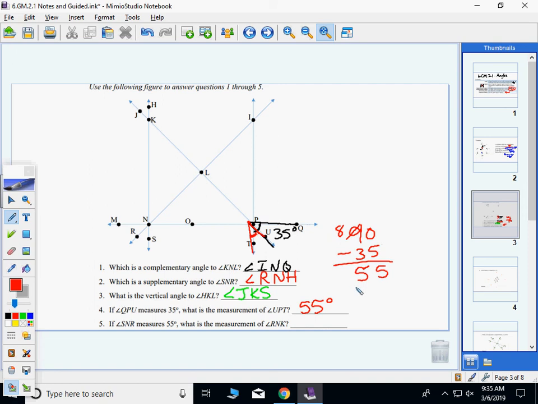Subtract 35 from 90 and get 55. So that's what you'll get. Okay? They may not always make sense visually, but you're going to use what you know to solve it. Okay? Good question.